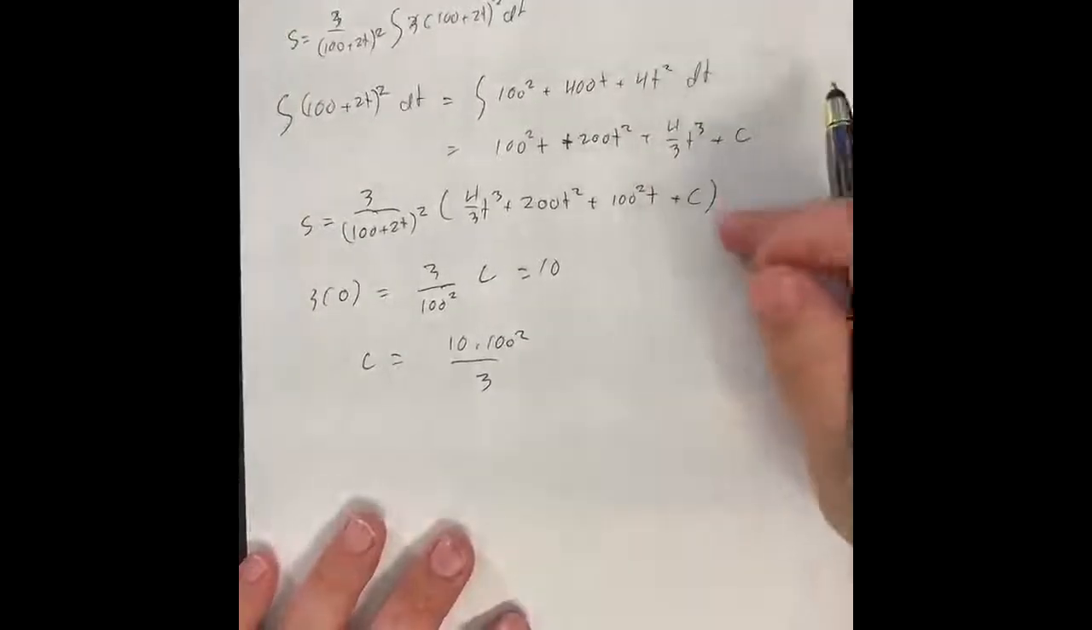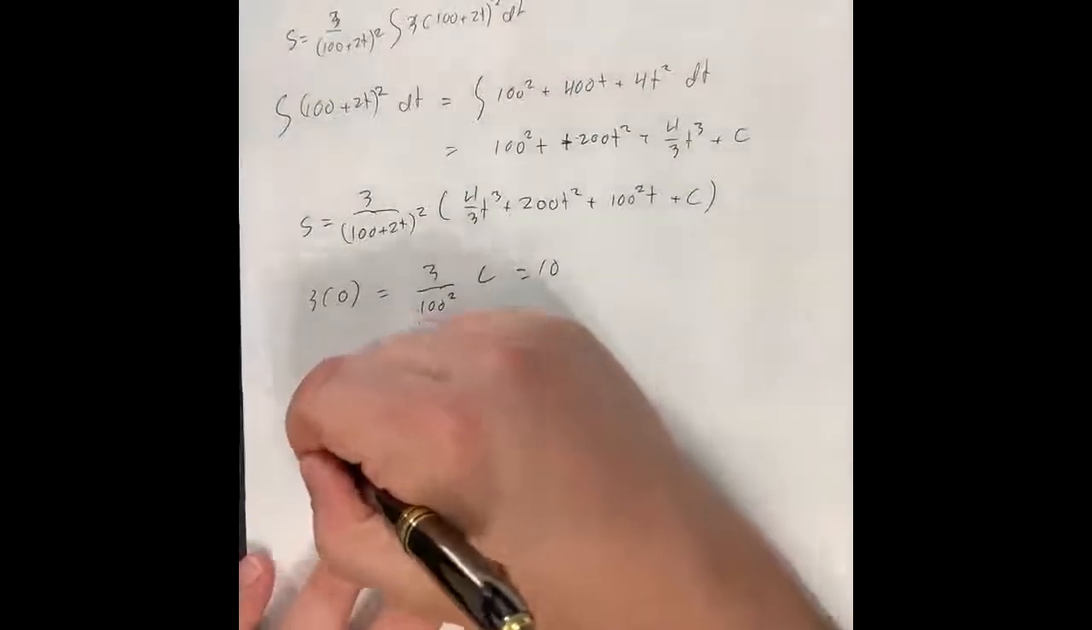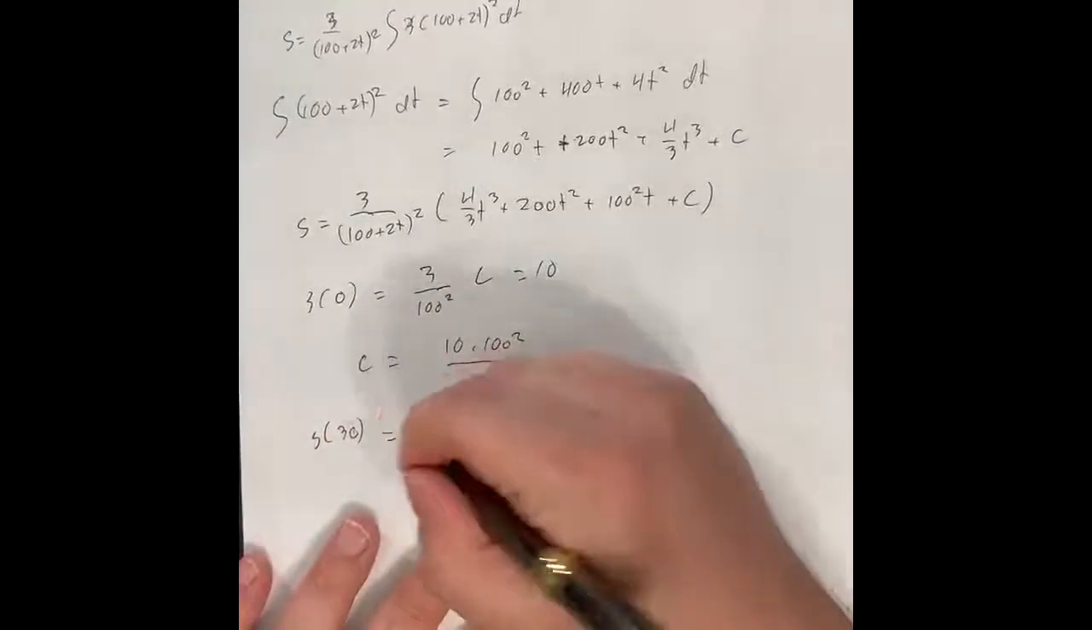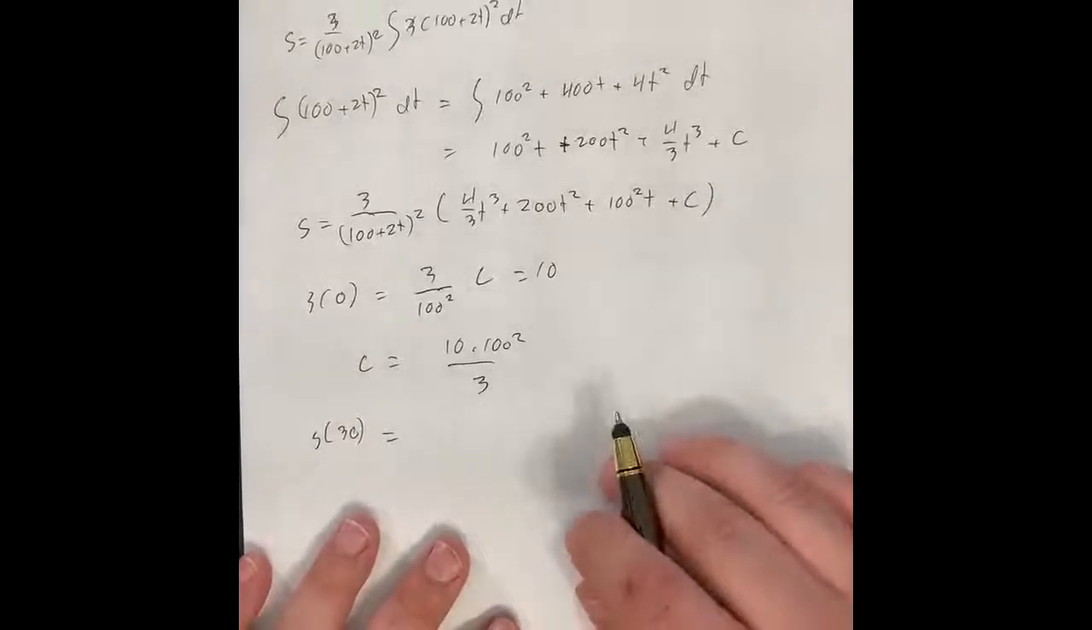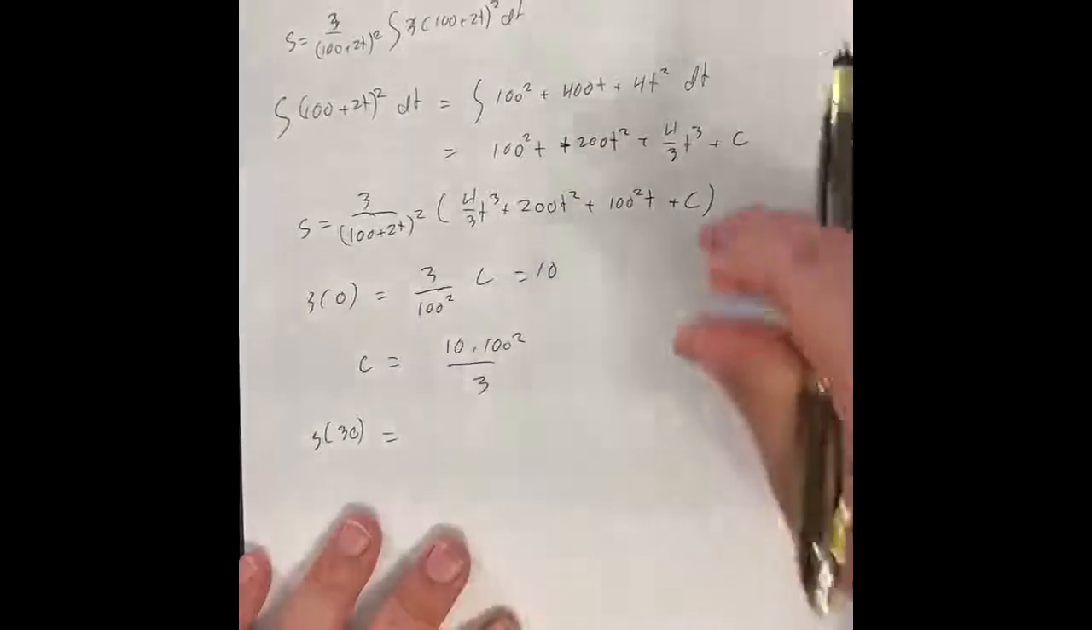Plug that in, and then S of 30 is just plugging into this formula right here. I won't do that right now, but you could do that if you wanted to. You just plug in 30 to that formula with this value of C.